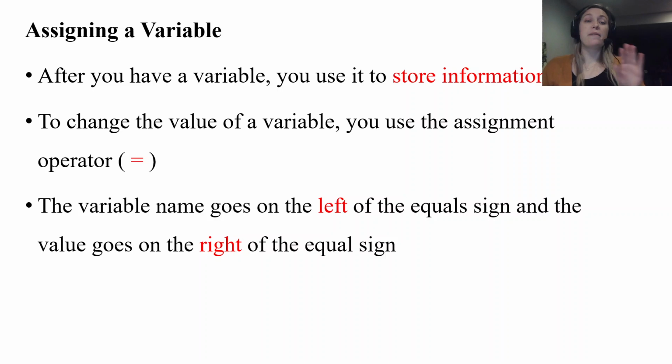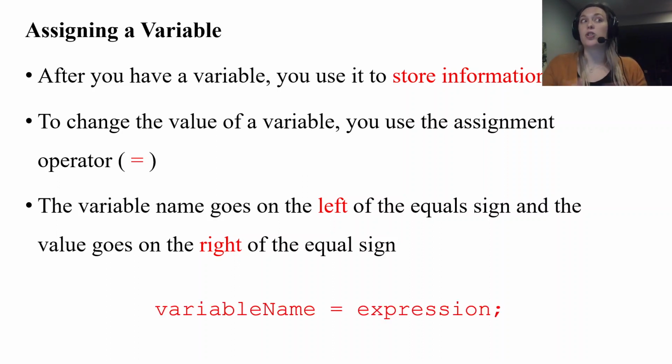The syntax: the variable name goes on the left of the equal sign, and the value goes on the right of the equal sign. And this is what it looks like in general. You have your variable name equals expression. And your expression is whatever you want to store in that container. And then you need your semicolon after because this is a statement.